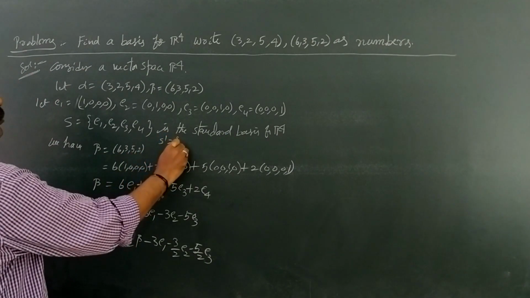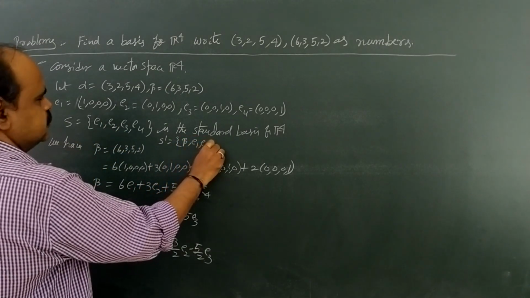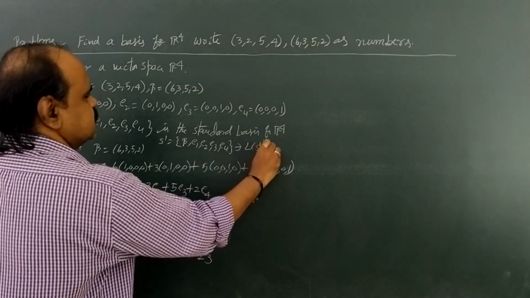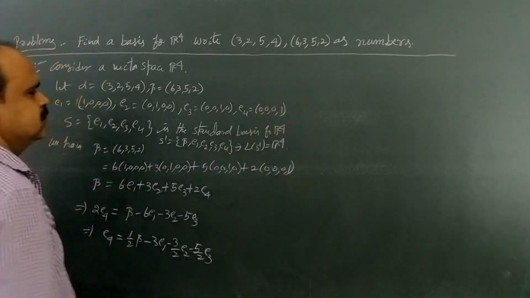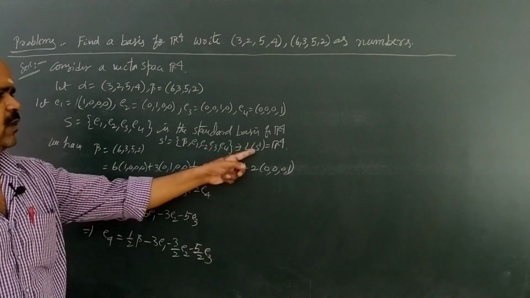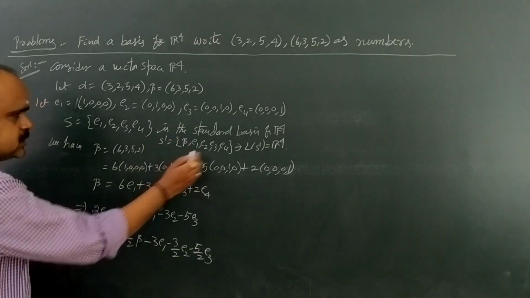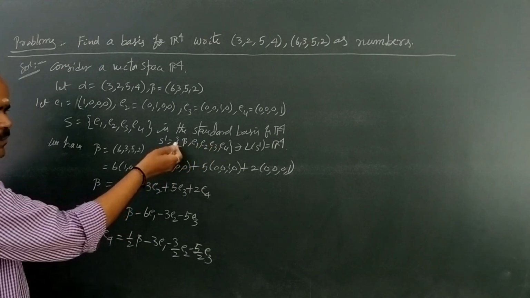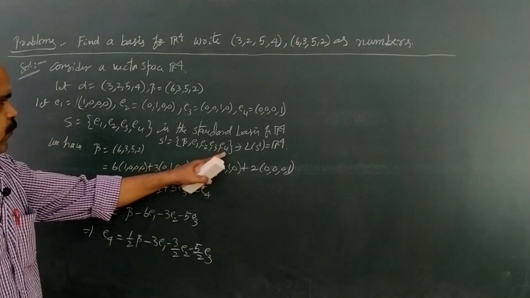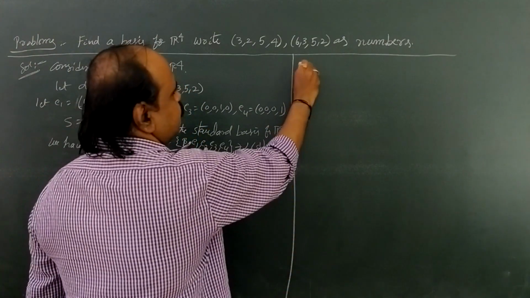Let S dash equal to the set obtained by adding this beta to the set: beta, E1, E2, E3, E4, such that L of S dash equal to R power 4. Now from this, E4 is a linear combination of the remaining vectors beta, E1, E2, E3. So now we remove E4 from S dash.